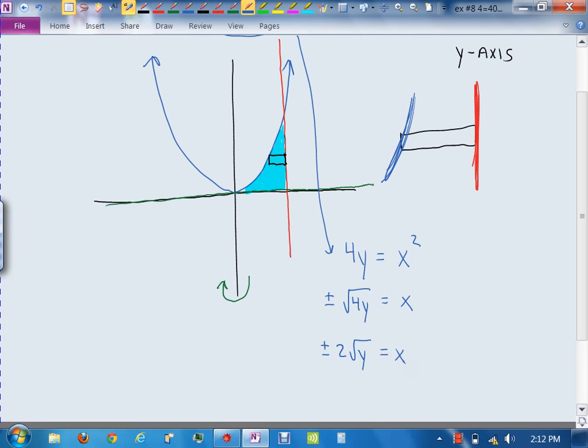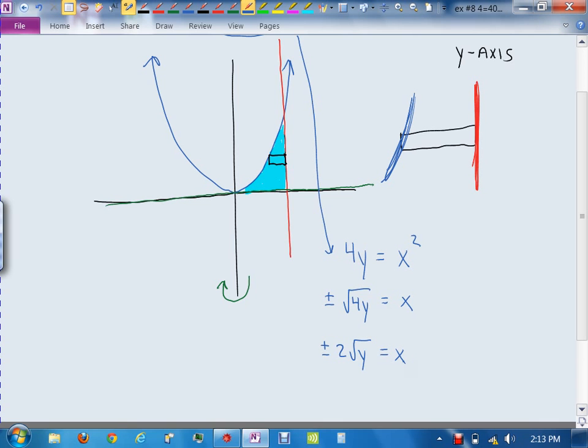Now I can't use them both, right? Which one is it? Why is it the plus, not the minus? When you're on this blue part of the parabola right here, what are the x values over here? Positive, right? And your x is whatever this is. So if you put negative there, then it's going to be negative values. You don't want that. That would give you this side. So you do the positive 2 root y.